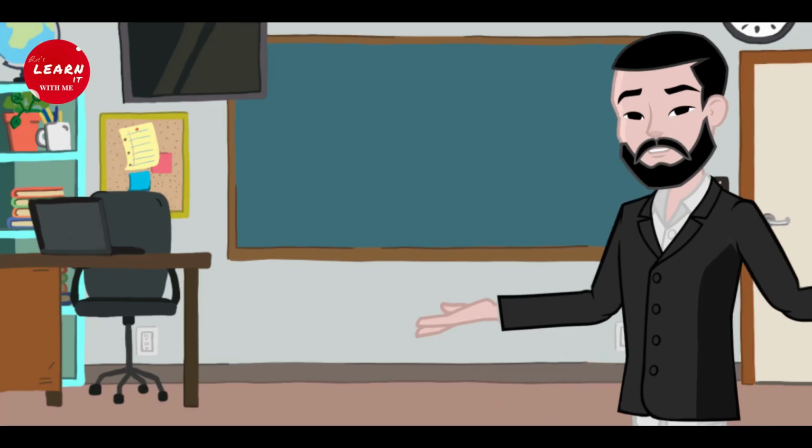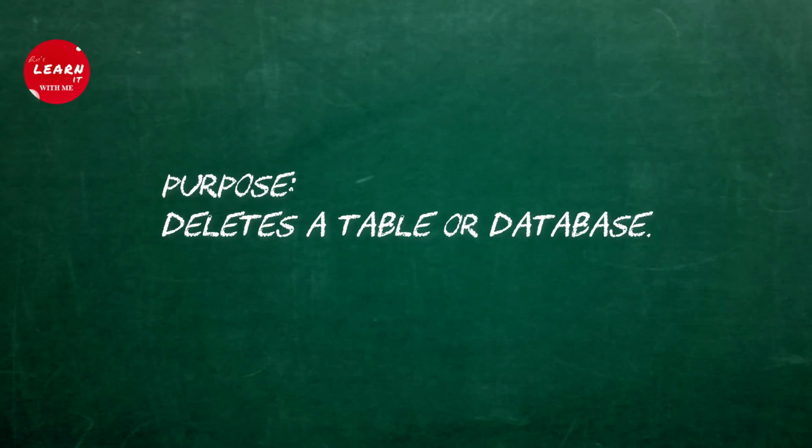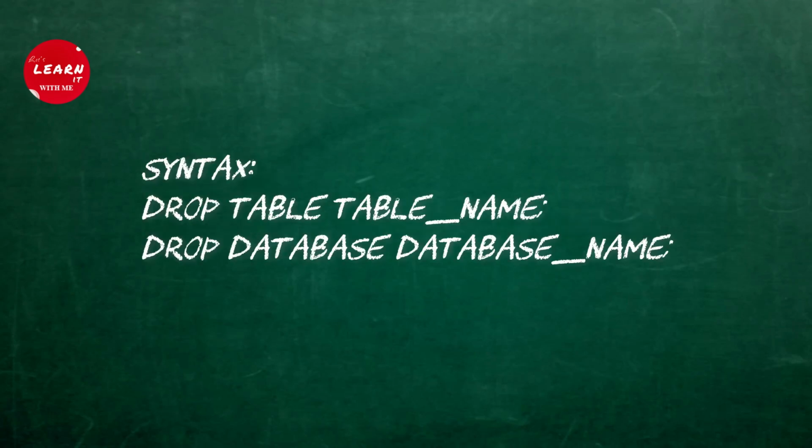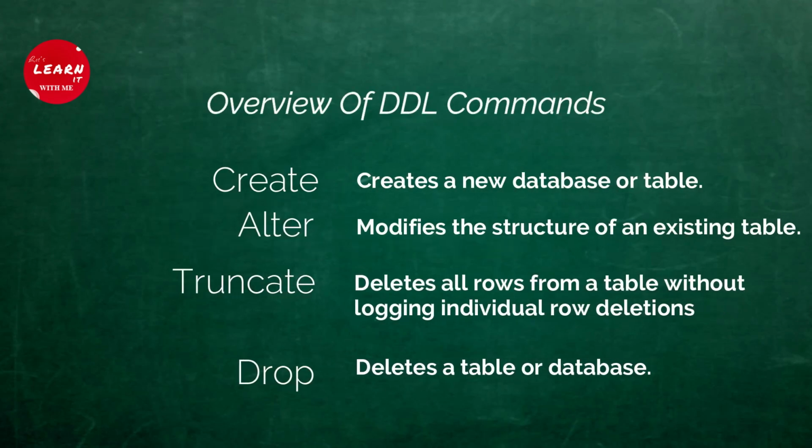Next and the last command of DDL commands is drop command. It is used to delete a table or a database. The syntax of drop command is as follows. Let's see an example of drop command in a query. Here in this example we have deleted the complete student table. Let's quickly revise DDL commands.